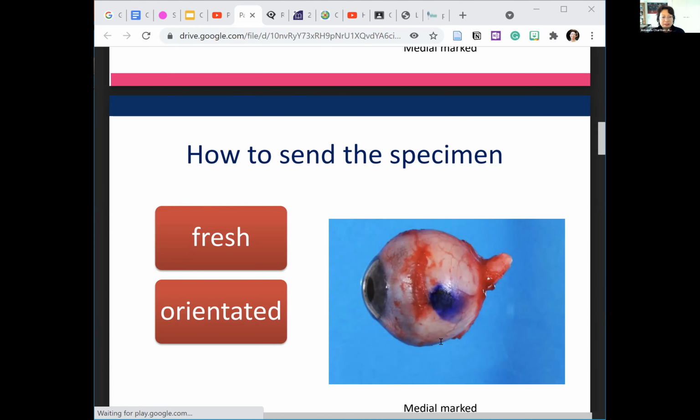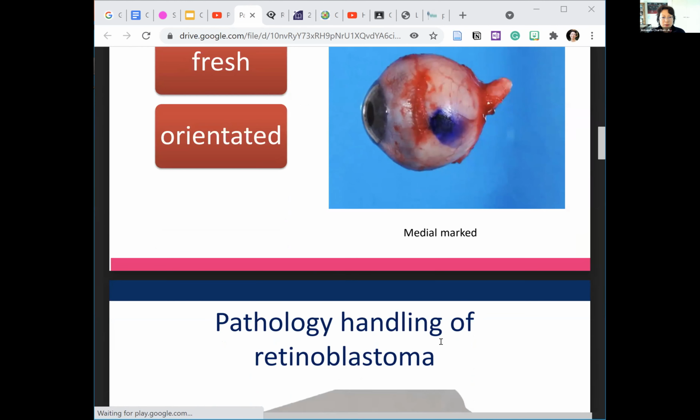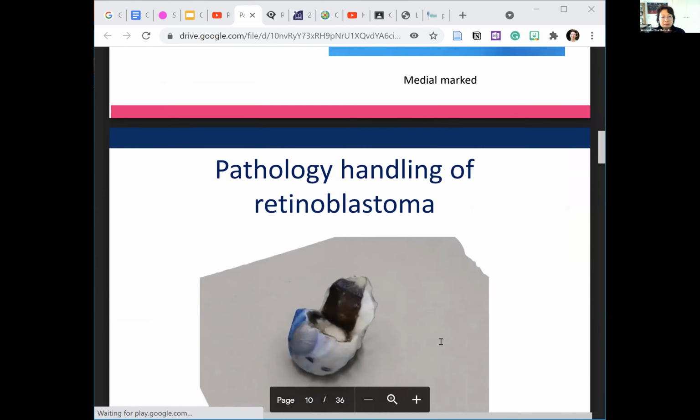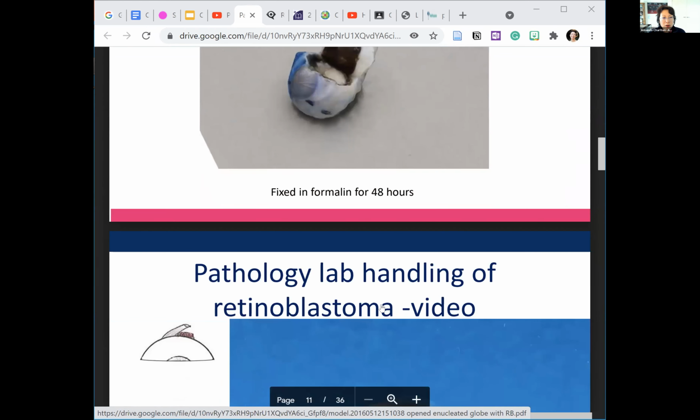And here, the surgeon has marked the medial aspect or something. And I like to, you can write on the request form, you know, superior medial quadrant. So next I'm going to talk to you about how we handle the retinoblastoma in the laboratory. So here I've cut it open. You can just peek onto the inside. It's fixed now.